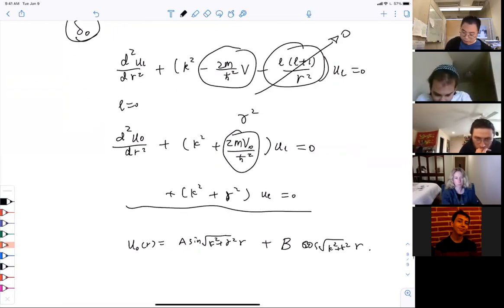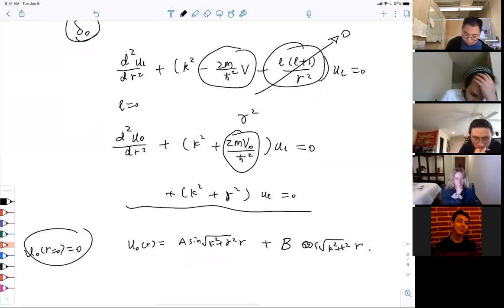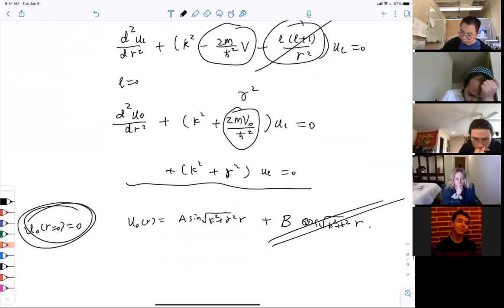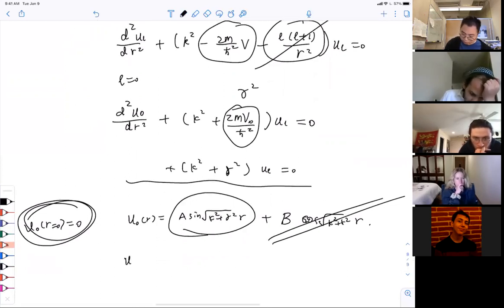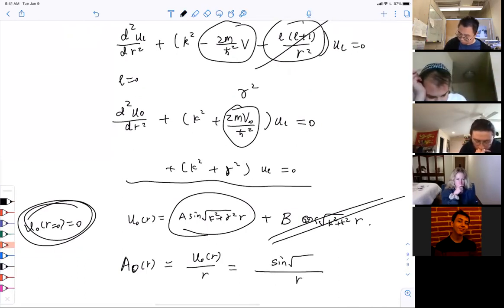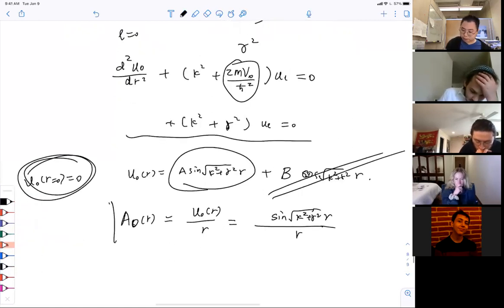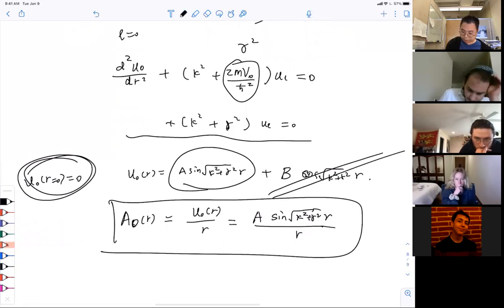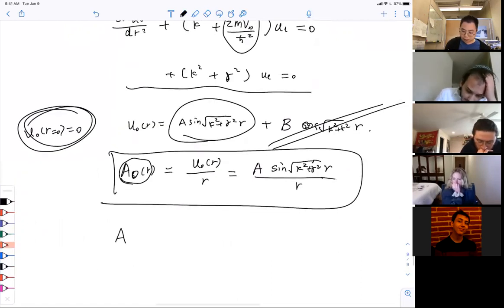On the other hand, we know there's a boundary condition, meaning that u(r) equal to 0 should equal 0. So this term goes away. We only have this sine term. So R_0(r) equals u_0(r) divided by r. So by solving the differential equation, we obtain the expression for the radial wave function inside the potential. And then we only need to match the boundary condition.